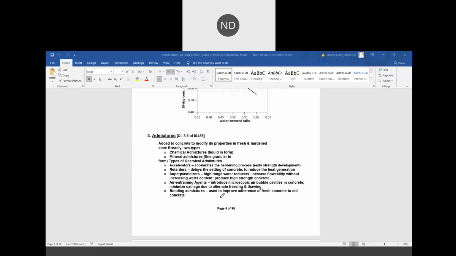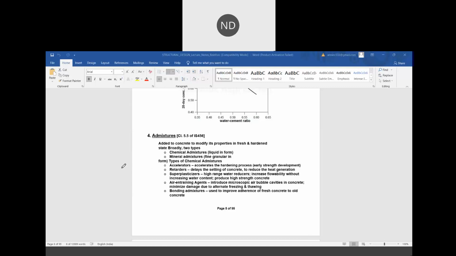Another clause, 5.5.5, says the chloride content of admixtures shall be independently tested for each batch before acceptance. That means whatever admixture you are using, whether lime, rice husk ash or fly ash, any kind of admixture, you have to check the chloride content before use. If two or more admixtures are used simultaneously in the same concrete mix, data should be obtained to assess their interaction and to assure their compatibility. These things you should have.